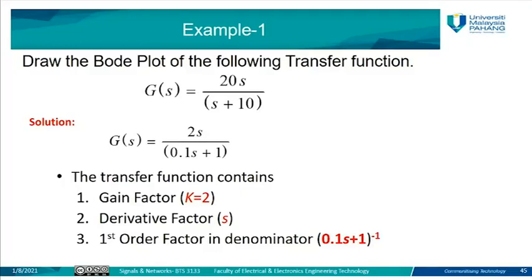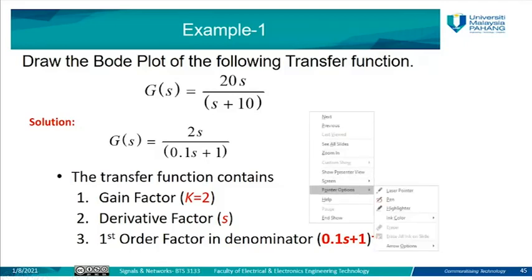We have G(s) equal to 20s over s plus 10. As we can see here, we have one zero, which is at s equal to 0, and we have one pole at s equal to -10. So first, you need to highlight how many zeros and how many poles you have here.